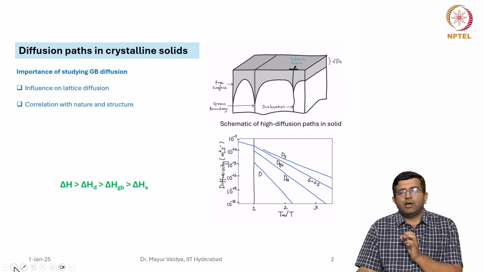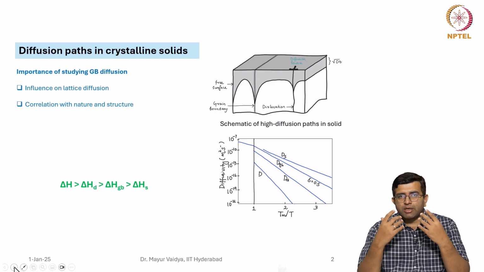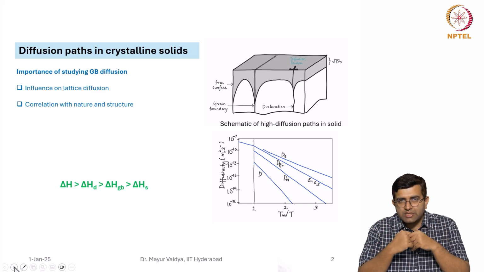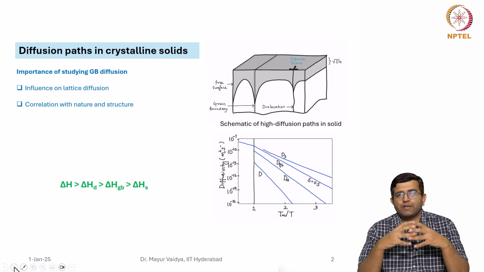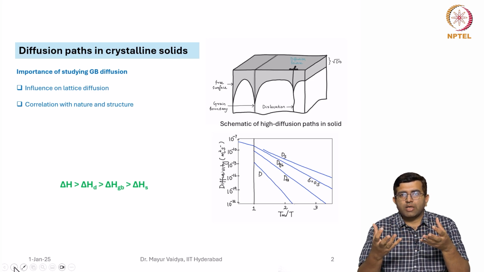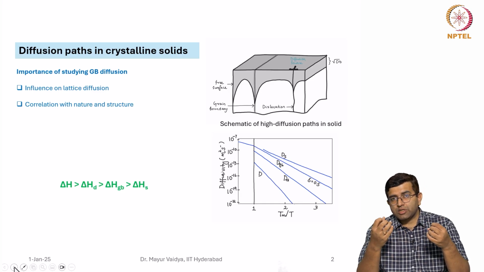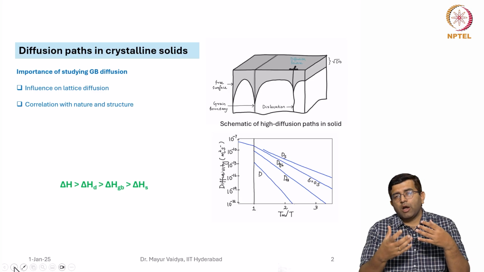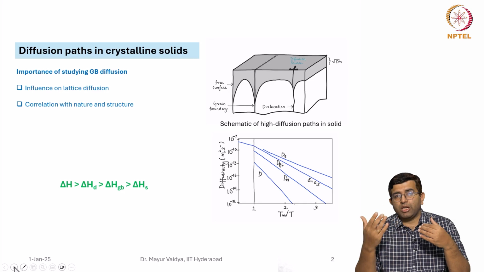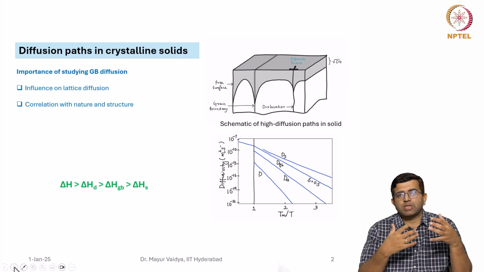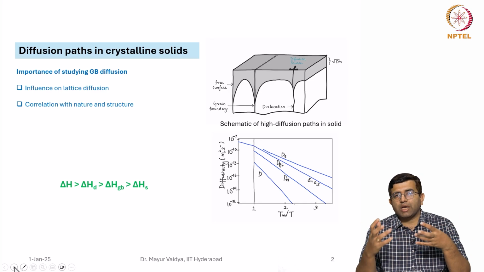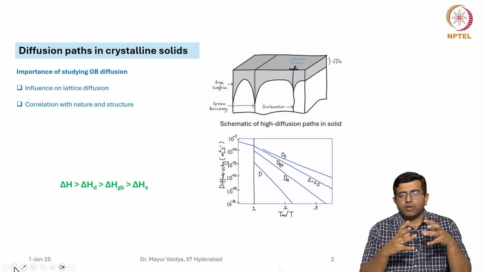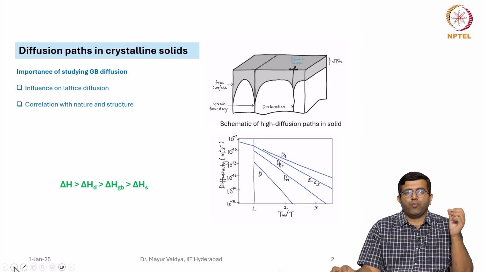Second, the grain boundary diffusion kinetics sometimes can give us insights into the nature and the structure of the grain boundaries. For example, very slow or very high diffusivities in grain boundaries can hint towards equilibrium and non-equilibrium grain boundaries. Or sometimes it can also indicate low angle grain boundaries or high angle grain boundaries, because there the diffusivities are different depending on their nature and so on.